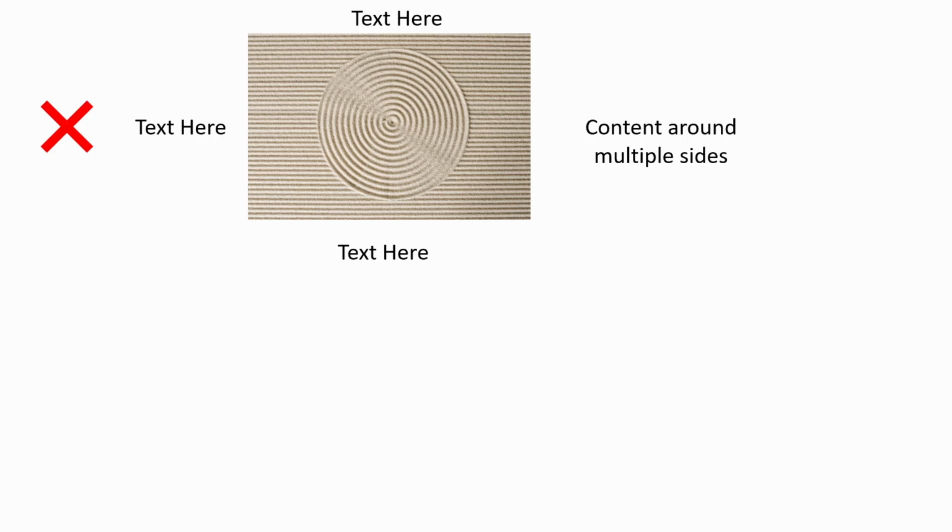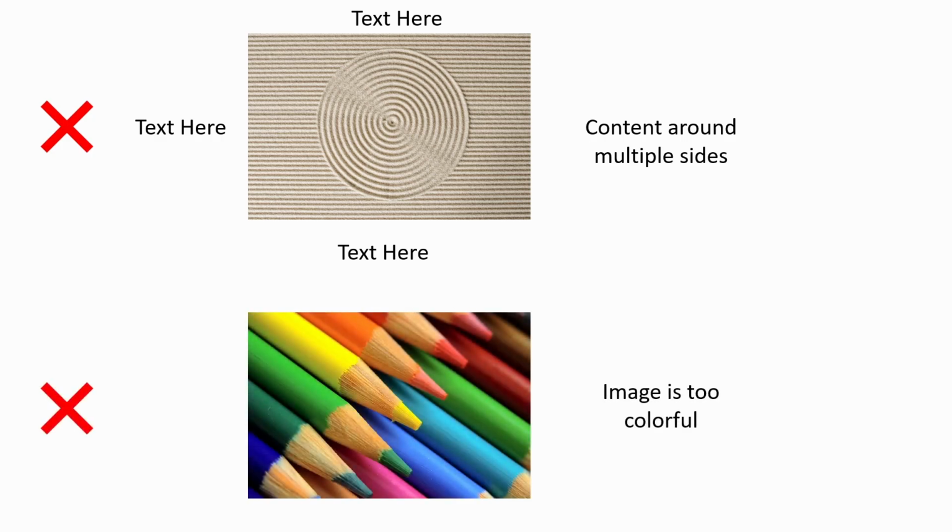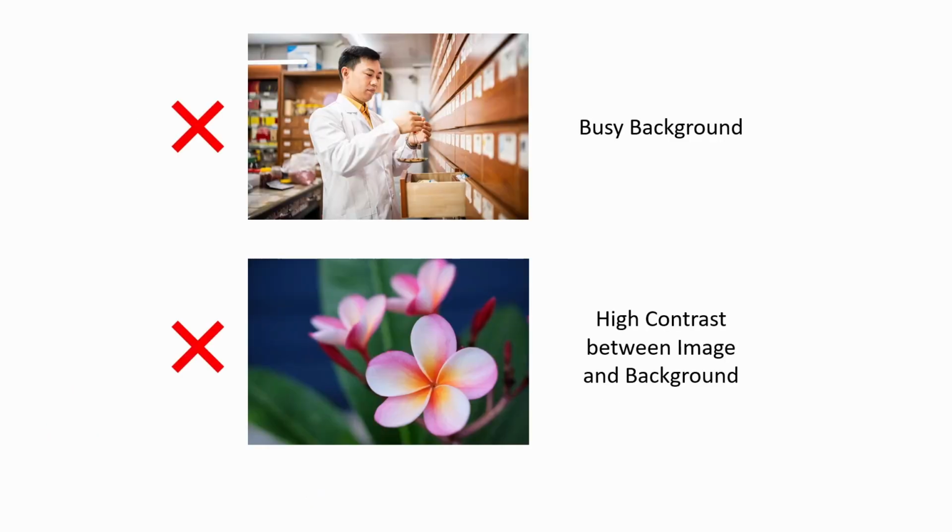Next is when you have content or text around multiple edges of your image. It won't make sense to just blend one of the edges. For example, if you had text around 3 of these edges and you were to blend this edge, it would look odd. So avoid using the blending effect for such cases. And one last case is when your image is too colorful. This blending may not even work properly, or you would have to really try hard to make it work. This is in a way similar to the busy background example.